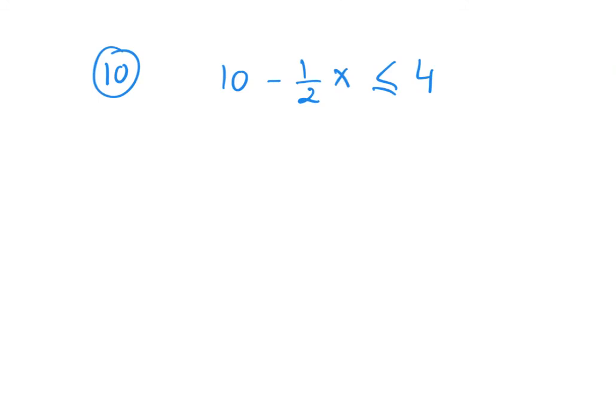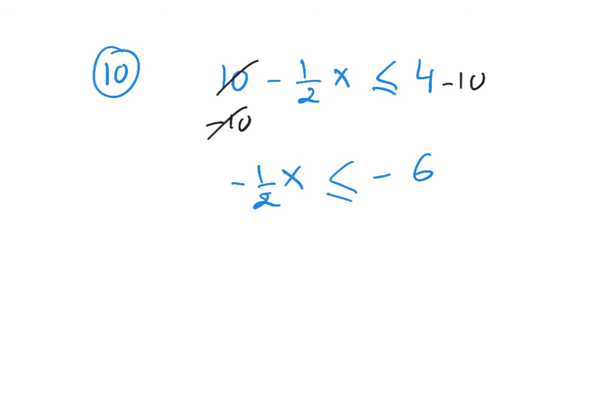Let's take this example, an inequality with a negative fractional coefficient. We have 10 minus 1 over 2x less than or equal to 4. Again, the first thing, we need to get rid of 10, so we subtract 10 from both sides. We're going to have negative 1 over 2x less than or equal to 4 minus 10, which is negative 6.